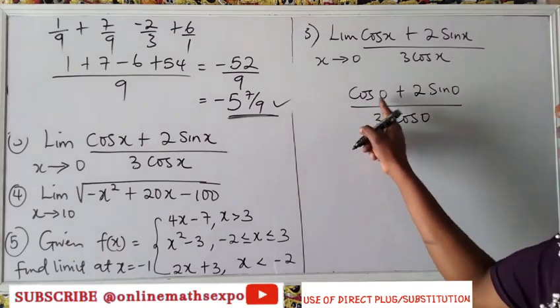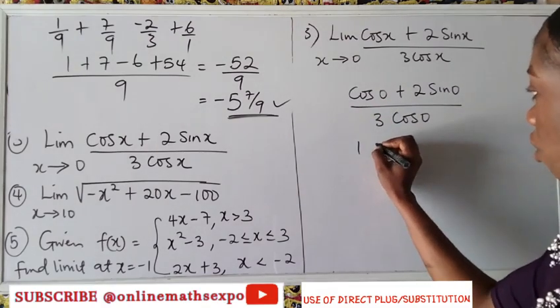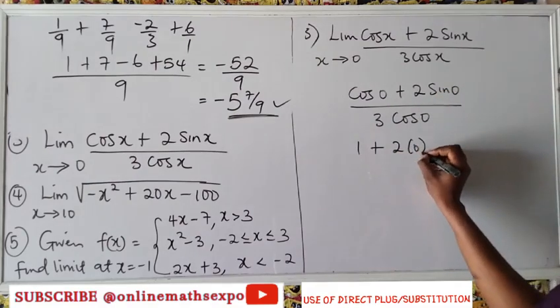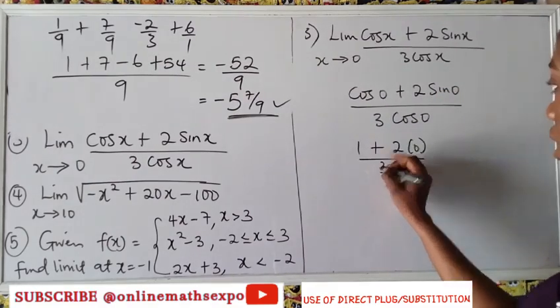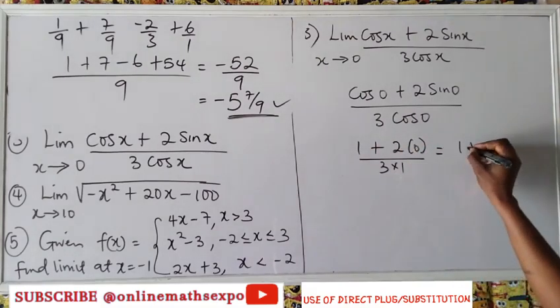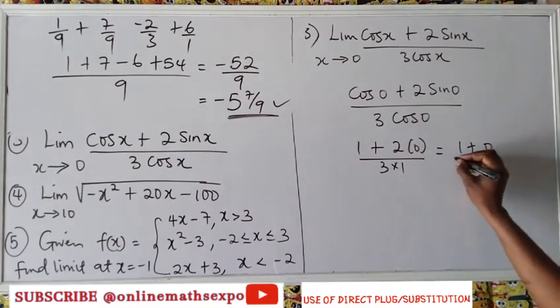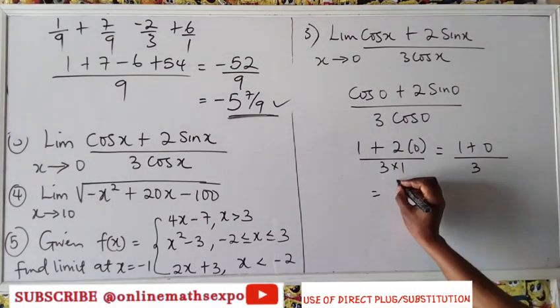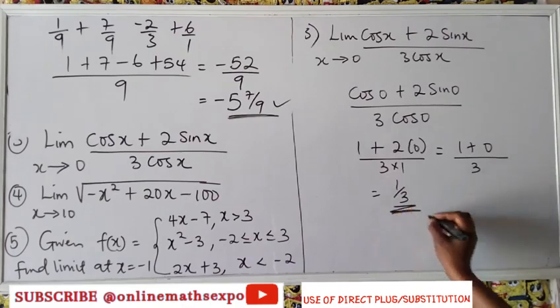Okay? Cos of 0 will give us 1 plus 2 into sin of 0 is 0 all over 3 cos of 0 is 1. So we are going to have 1 plus this multiplies this is 0 all over 3 multiplies 1 is 3. So this will give us 1 over 3 as an answer.